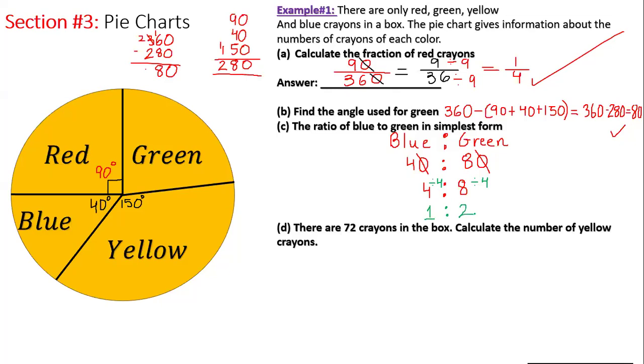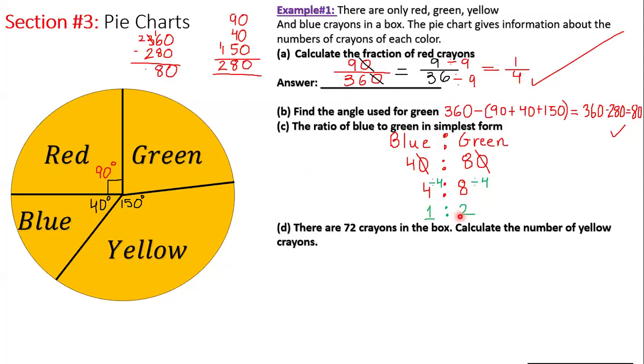So quick recap, what did we do? All we did was we cancel out the zeros, and then divide by 4. So 4 divided by 4 is 1. 8 divided by 4 is 2. So we have 1 to 2. Does that make sense? You all understand that? Let me know, please. Yes, sir.